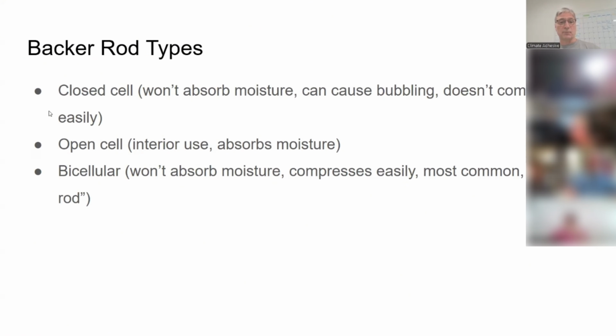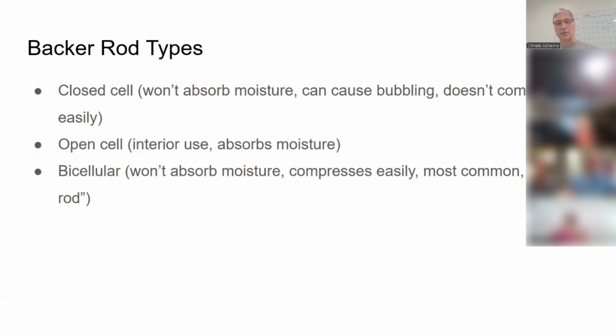Open cells are basically used for interior use because they will absorb and hold moisture. And if your back rod is absorbing and holding moisture, then it's going to lead to a sealant failure eventually. Like I said, water always wins. We didn't use a lot of open cell either.